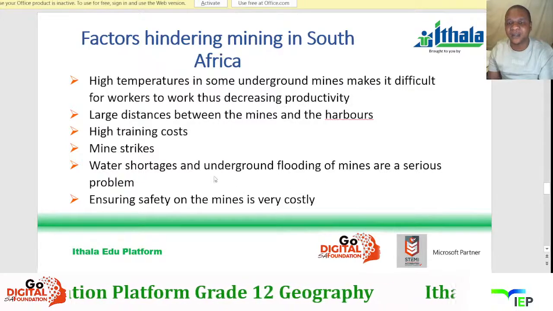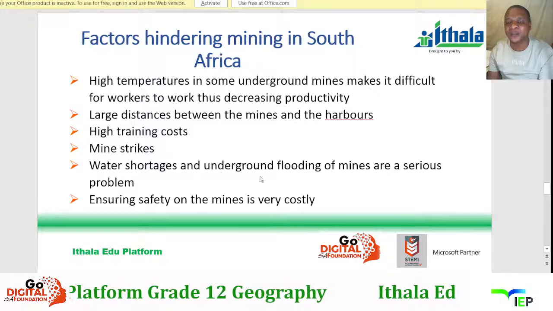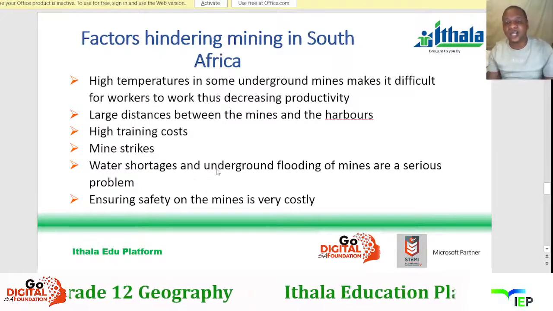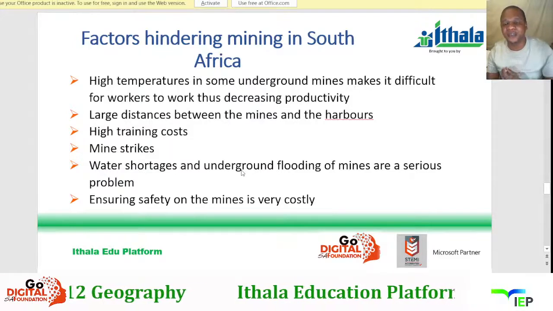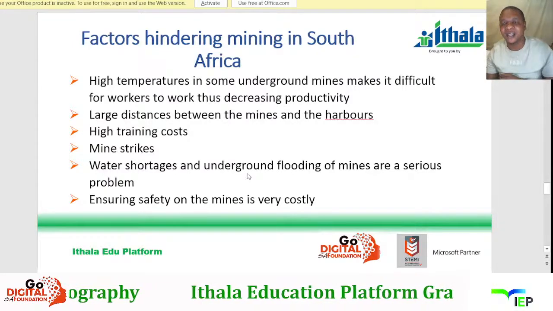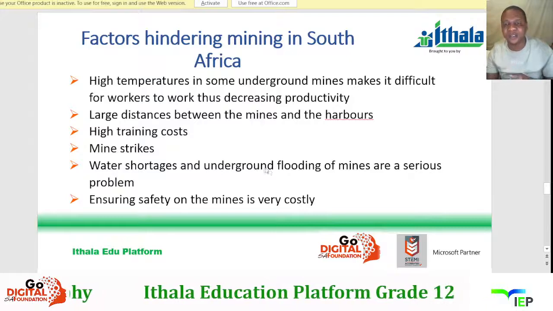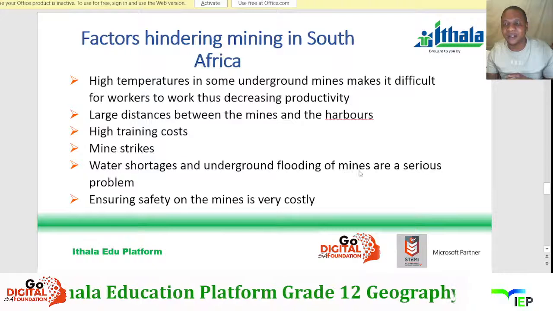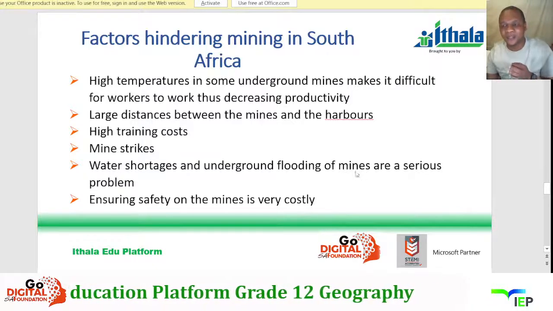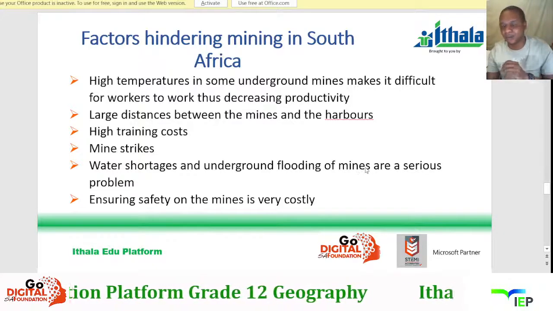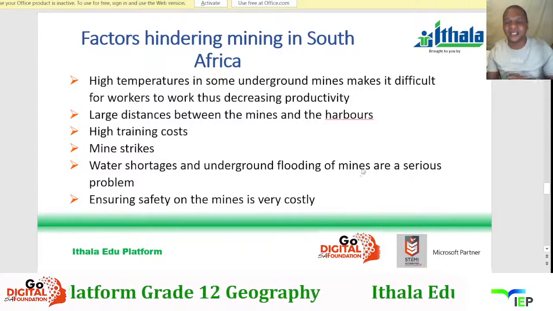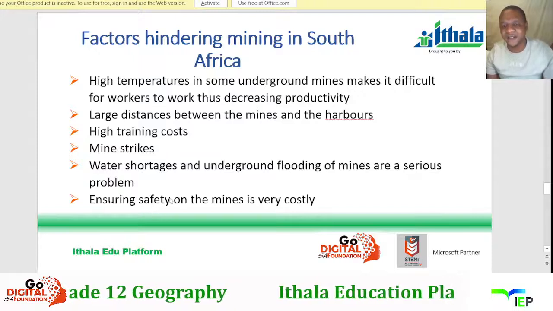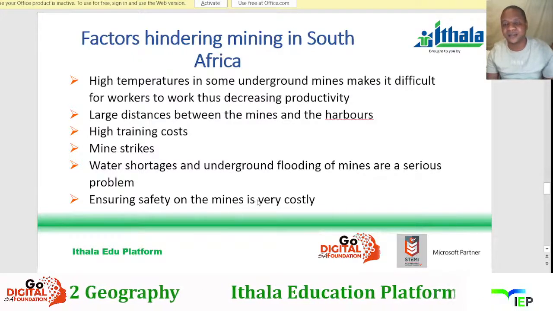You will remember there is underground water from Grade 12 geomorphology. If you drill down there and come across water, you may find that even the channels or shafts fill with water, which will cause a very serious problem and become dangerous for the miners to mine. As well as that, ensuring safety on the mine is very, very expensive.